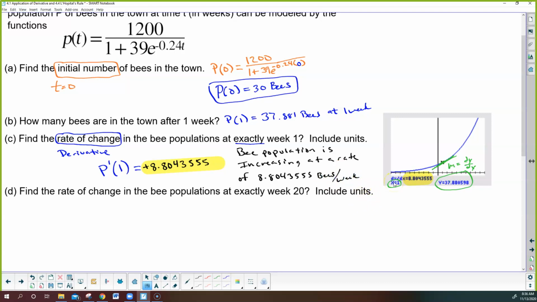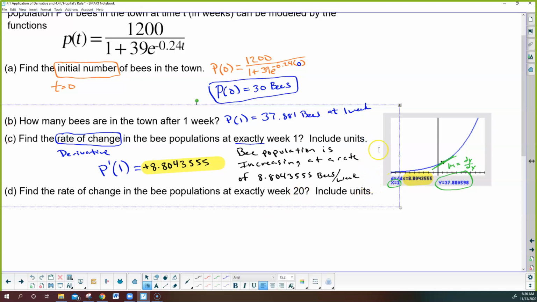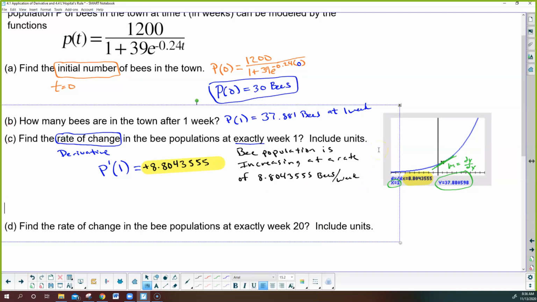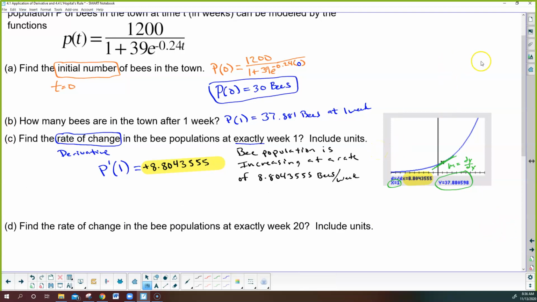And then we have to add one extra piece to this, because it's not just bees per week. This is bees per week exactly at week 1. All right, so notice how I described this. I referred back to the problem. The bee population is increasing at a rate.